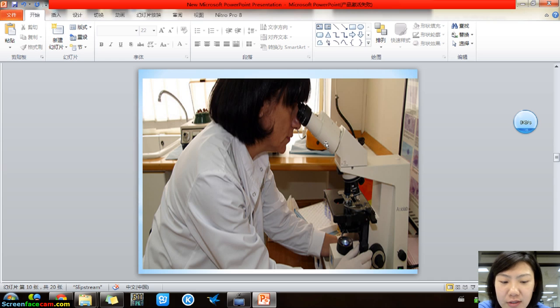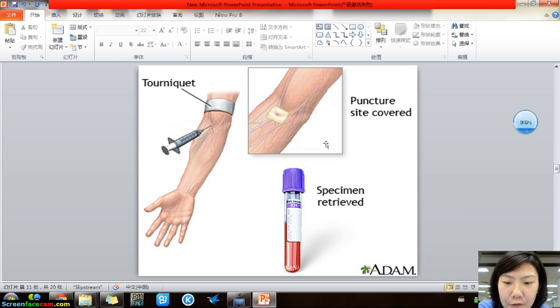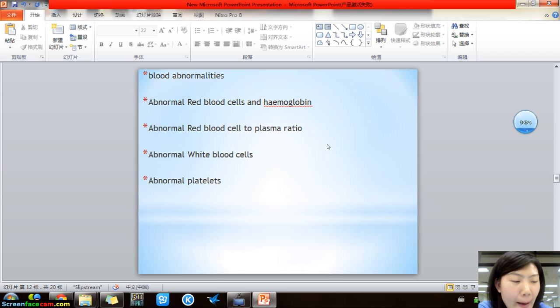The procedure for the full blood test is similar to the blood typing test, and normally takes blood from the vein, and the injection site may have slight bruising for 1 or 2 days after the test. And in the sample of the blood, abnormalities possibly involve abnormal red blood cells and hemoglobin, abnormal red blood cell to plasma ratio, abnormal white blood cells, and abnormal platelets.